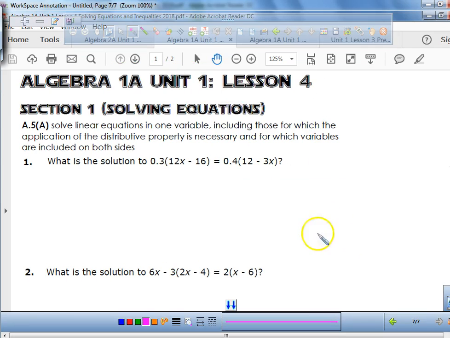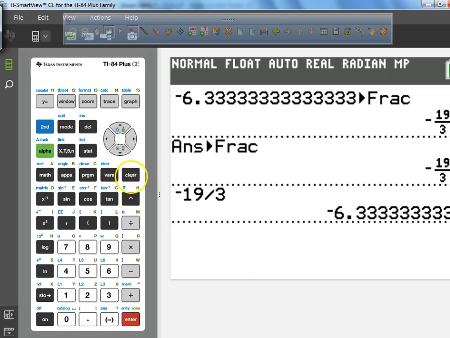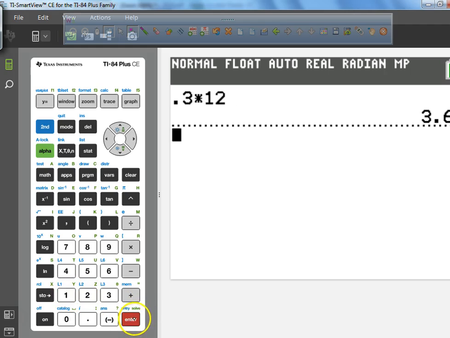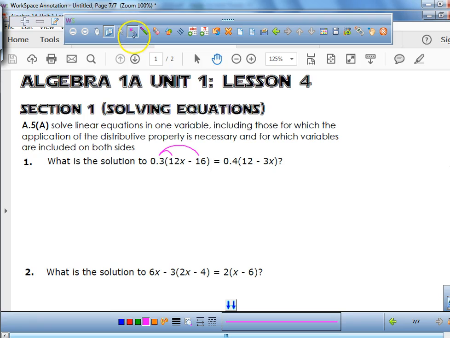What was the very first thing you did in problem number 1, D1? What did you do? We distributed 0.3 to 12x and negative, or minus, 16. So in the calculator, if you're not sure how to do this in your head, I'm going to clear this out. You can type in 0.3 times 12, and you get 3.6. So the first thing you're going to do is write 3.6x.